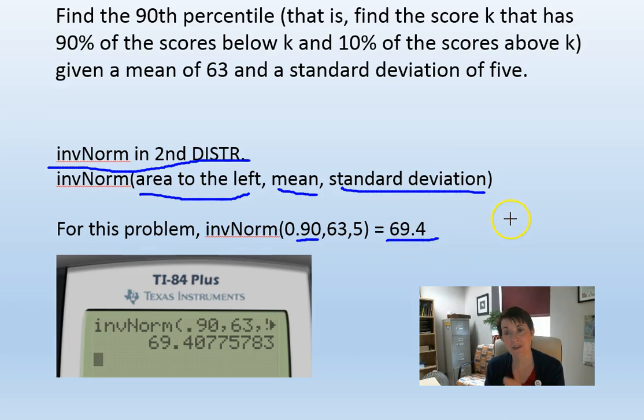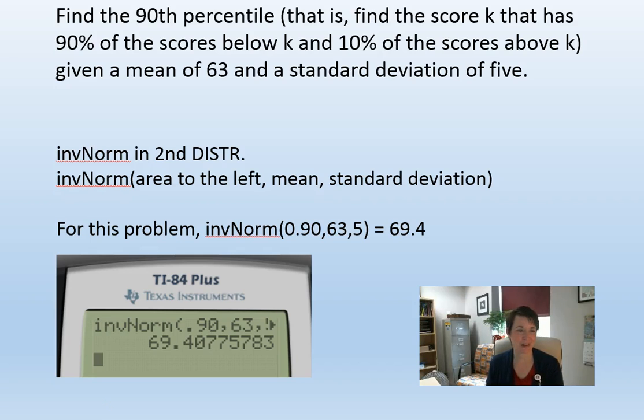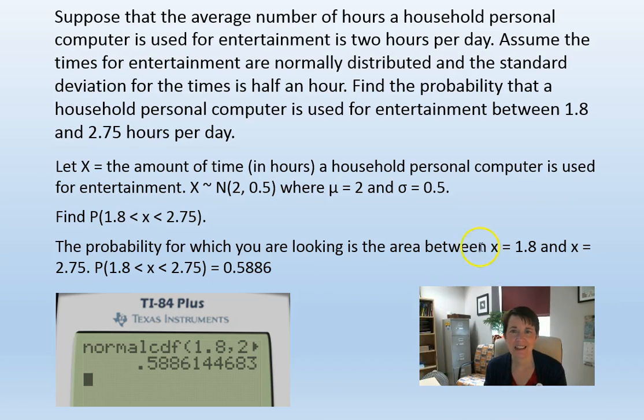So anyone that gets higher than that is in that upper 10%. Anyone that gets lower than that is in that 90th percentile group. This test evidently was very hard if 69 is in the 90th percentile. So let's look at some more examples.